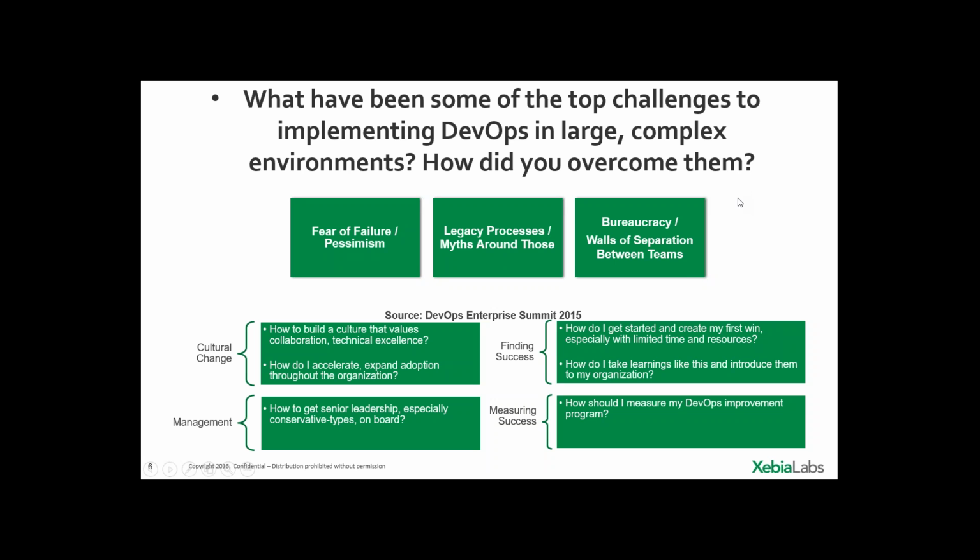So coming out of the 50 speakers from DevOps Enterprise 2015, we ended up with a very interesting list that looks quite a bit different. The first one was, how do you build a culture that values collaboration and technical excellence? I just love the quote from Richard, the CEO of Kappa One, that Topo sent me.